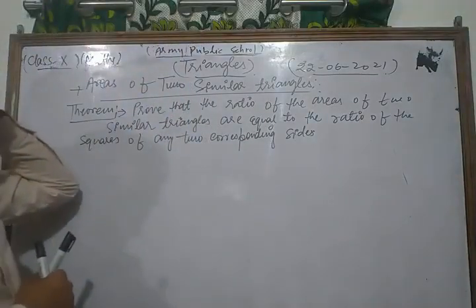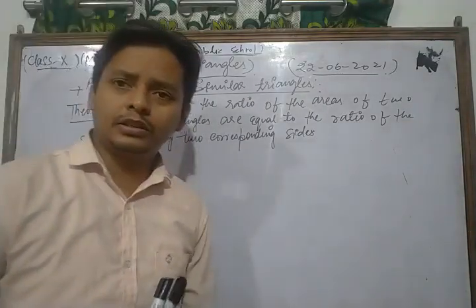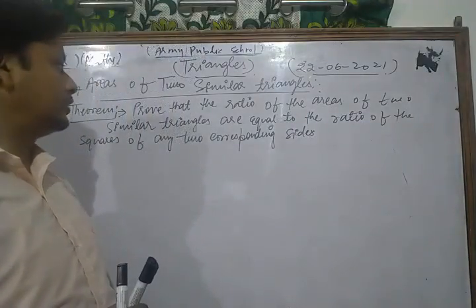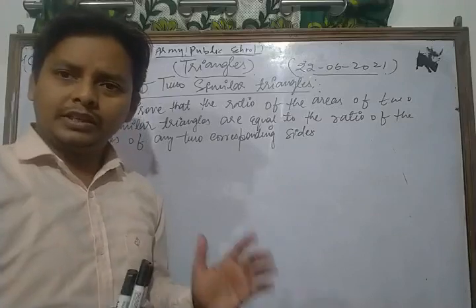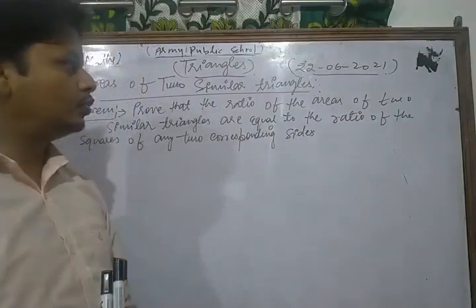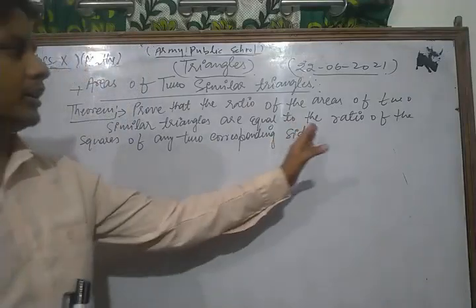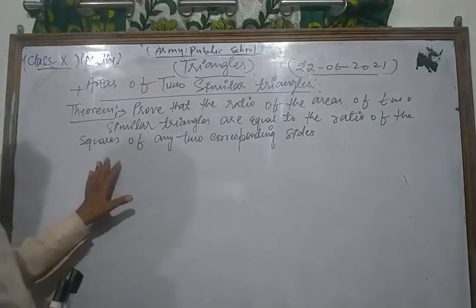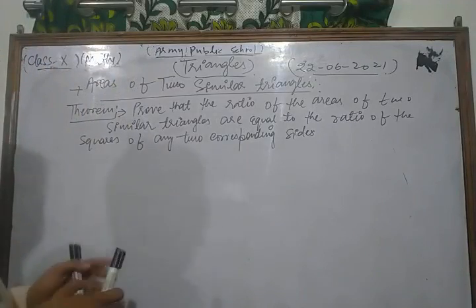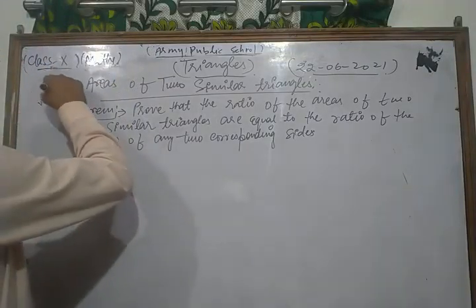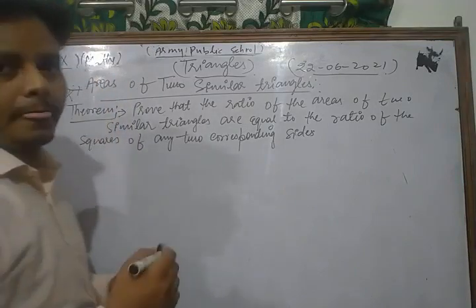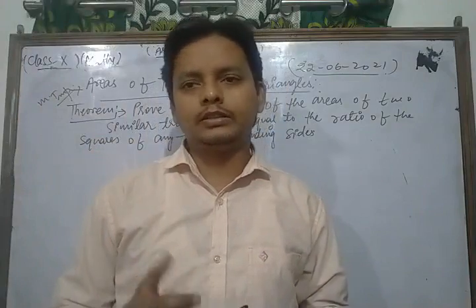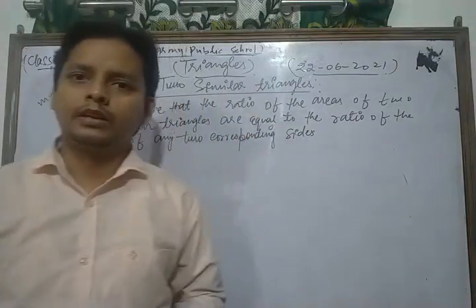Let's see it once more. Here we have to show, prove that the ratio of the areas of two similar triangles is equal to the ratio of the squares of any two corresponding sides. This is a very important theorem related to your chapter Triangles. Now let's prove that theorem.